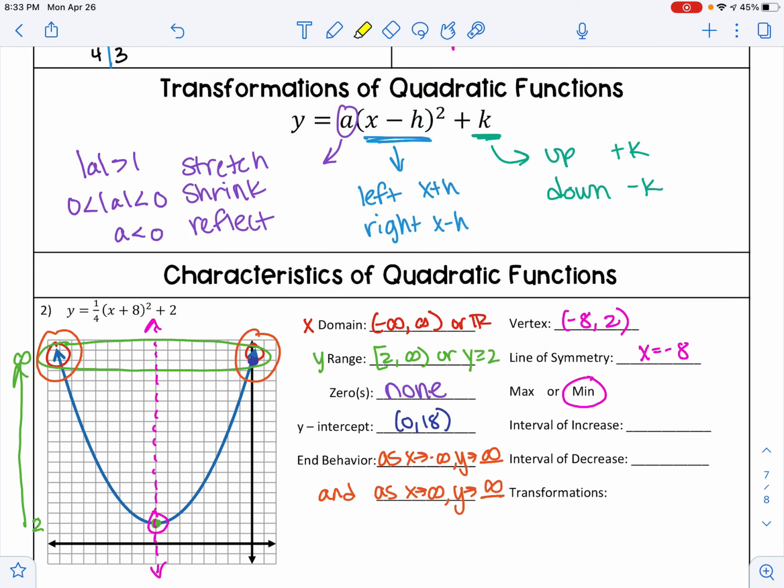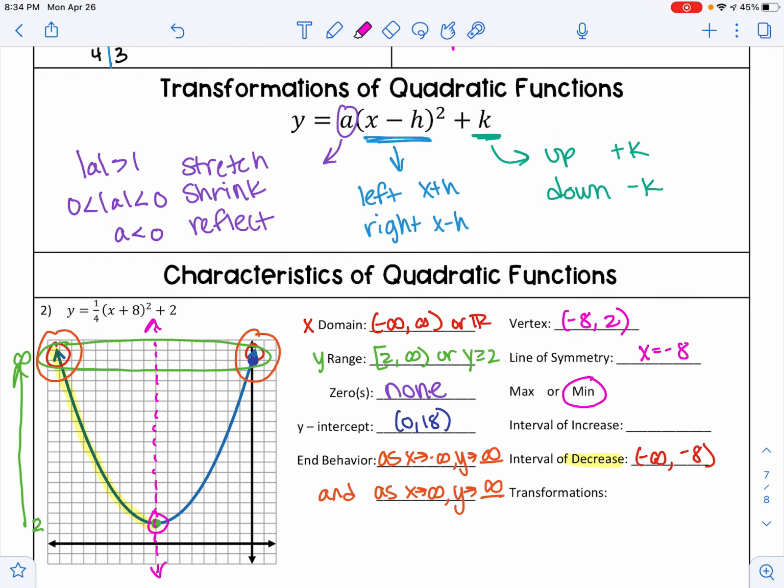For interval of increase and decrease, we're going to trace our parabola from left to right. So if I start at the left side and work my way to the vertex, this part was going down from left to right, so this was a part that is decreasing. Here, my x values for where my parabola is decreasing start at negative infinity and end at my vertex where my x coordinate is -8.